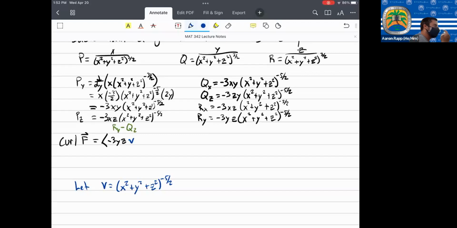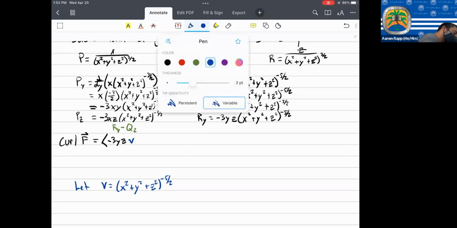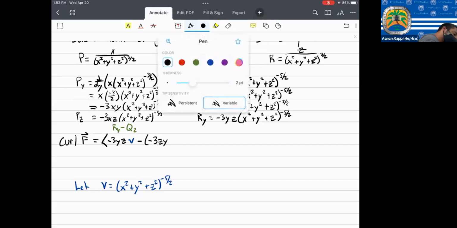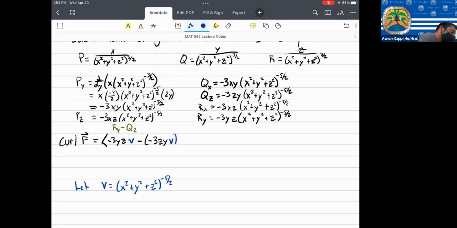So then if I take the partial of R with respect to Y, it's negative 3YZ times my V. And then I'll be subtracting Q's partial with respect to Z, which was what? Negative 3ZY times that V. Oh, hey, look at what's going to happen there. They cancel each other out. I'm going to get a 0.